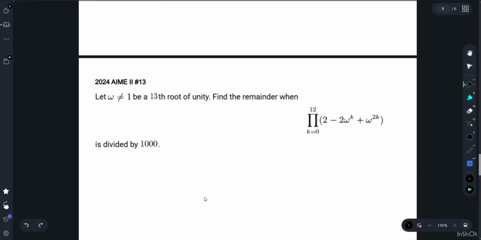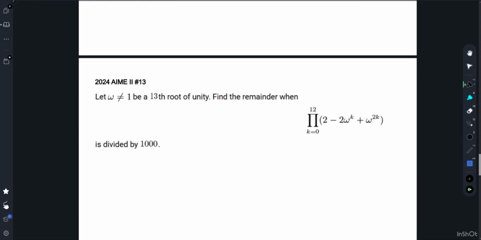Hello guys, taking over the 2024 AIME II Problem 13. Let omega not equal to 1 be a 13th root of unity. Find the remainder when the product, over k equals 0 to 12, of 2 minus 2 omega to the kth power plus omega to the 2kth power is divided by 1000.